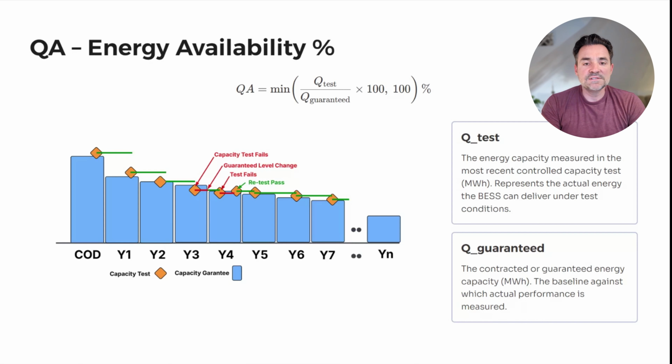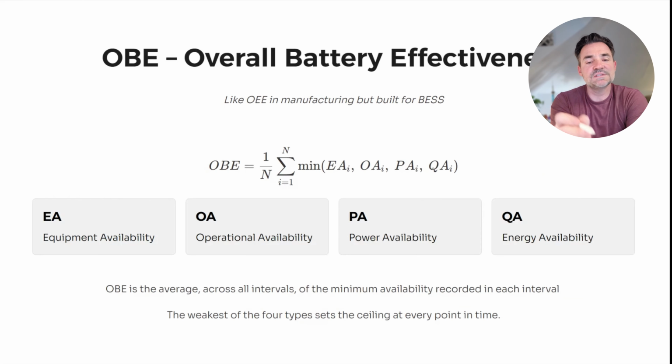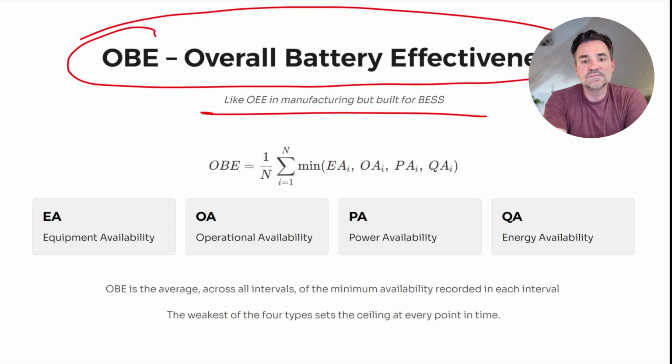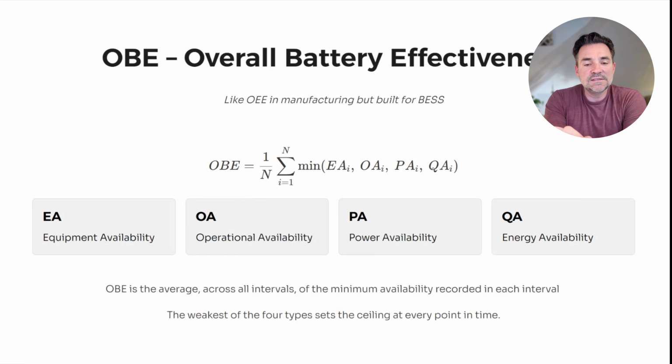So you must layer this into your overall availability guarantee, or the way you protect yourself from performance loss. This could be fully separated from the availability guarantee, or combined, like we're presenting it here, as another dimension in your overall battery effectiveness. This term, overall battery effectiveness, came from a play on words with the manufacturing industry that uses OEE, overall equipment effectiveness. And it's really you take the 4 different availabilities: your equipment availability, your operational availability, your power availability, and your energy availability.